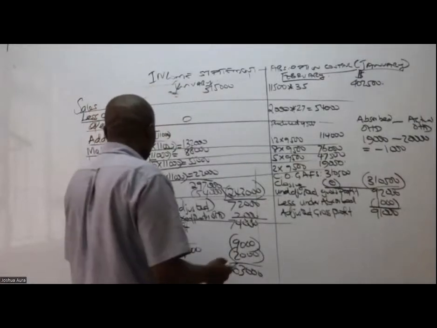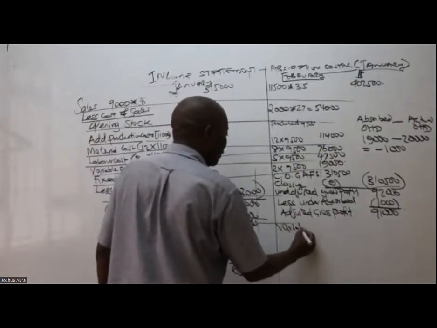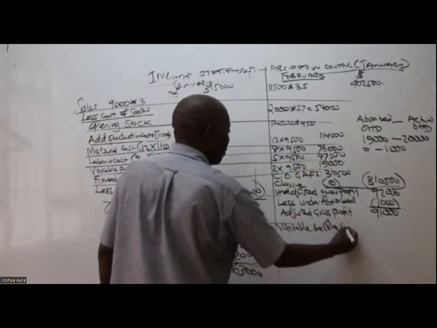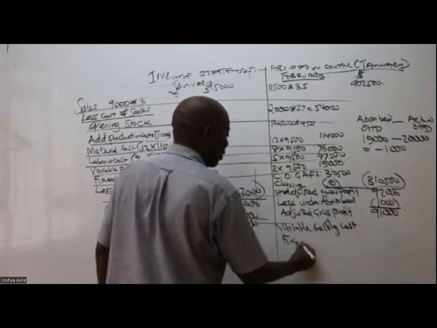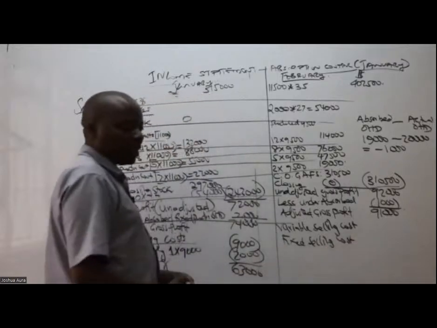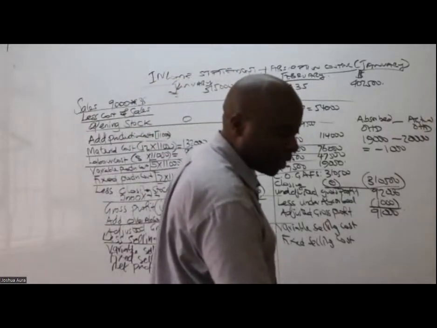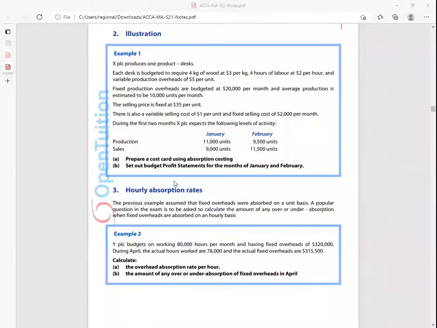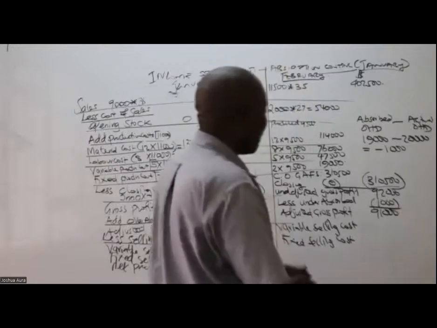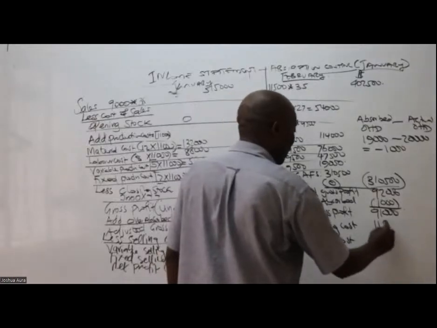So after we get this, straight away we go to the selling costs, of which we have the variable selling cost versus the fixed selling cost. So for the variable selling cost, I know it's 1 per unit, times the number of units that we sold, which were 11,500. So 1 times 11,500 will end up giving us 11,500.